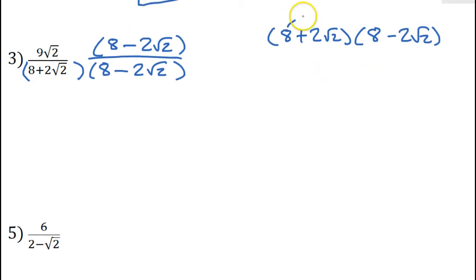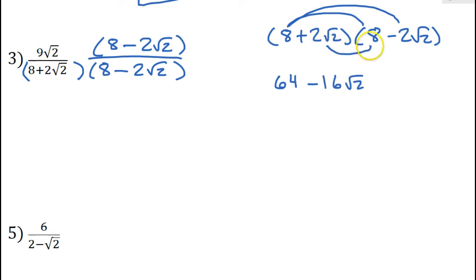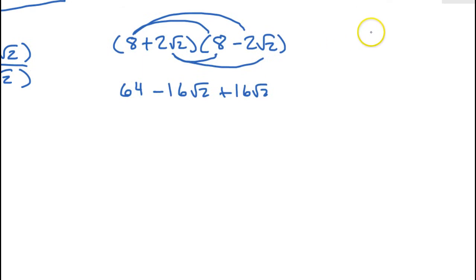So if I do this kind of double distributive property, 8 times 8 is going to be 64. Then 8 times negative 2 radical 2 is going to be negative 16 radical 2. And then radical 2 times 8 is positive 16 radical 2. And then what about positive 2 radical 2 times negative 2 radical 2? Well, again, I feel like I should do that kind of off to the side. So, well, obviously a positive times a negative is going to be a negative. So I'm going to have a negative something. But what is 2 radical 2 times 2 radical 2?